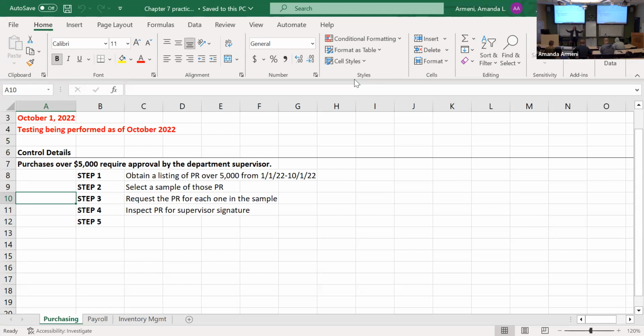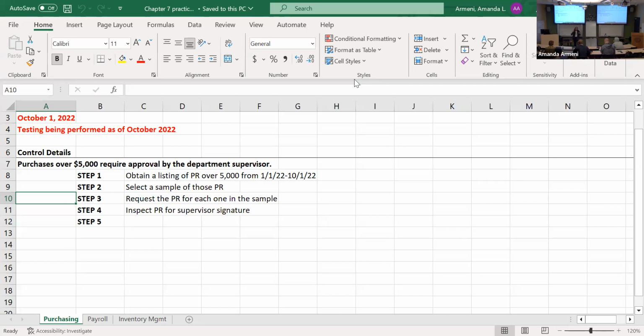So we don't have the time and resources to gather evidence about every single time for that 9-month period that they bought something over $5,000. So the first step is let's get a listing from our client of all the purchases during our audit period, again, January 1 through October 1, that were over $5,000. They give us that listing. And then, step 2, we're going to select a sample of those purchases. So out of that large population, we would pluck out some of them, and we would ask for the evidence for some of those.